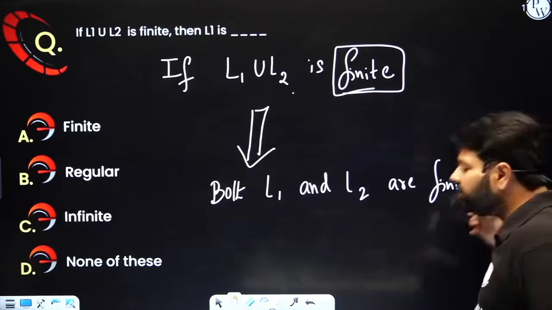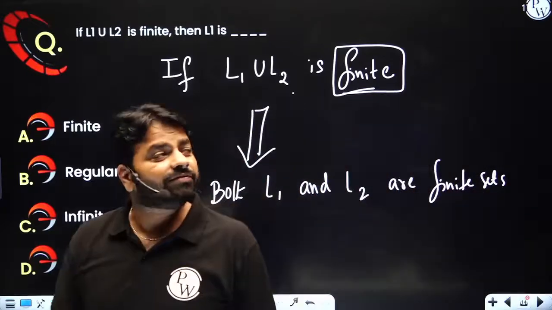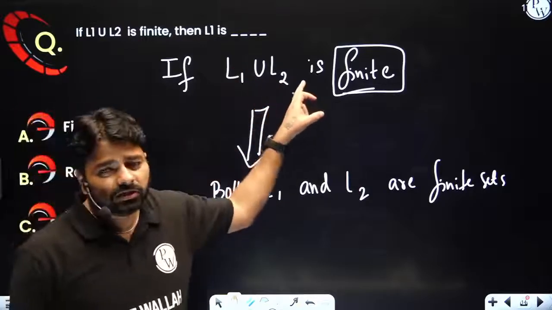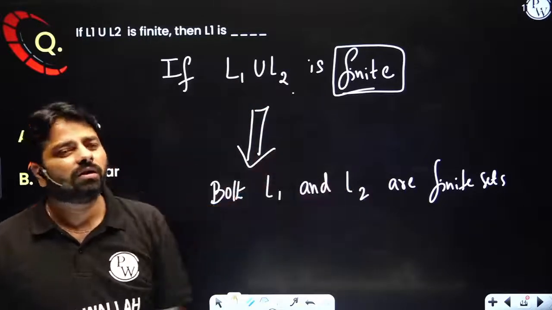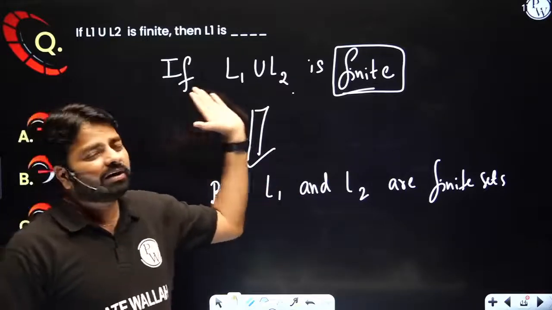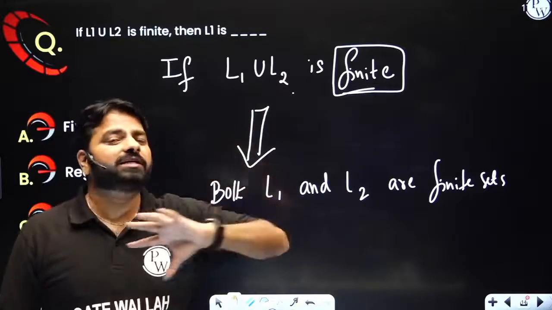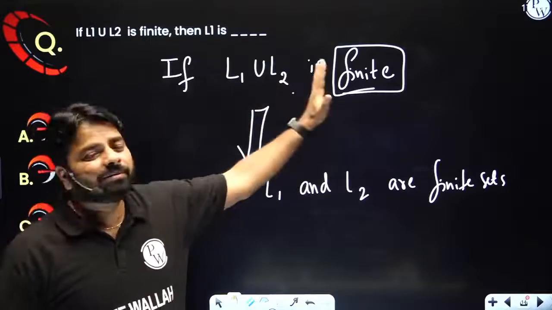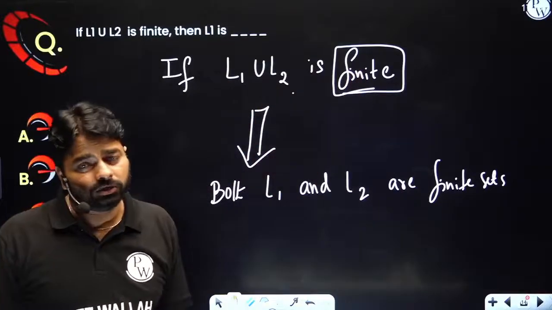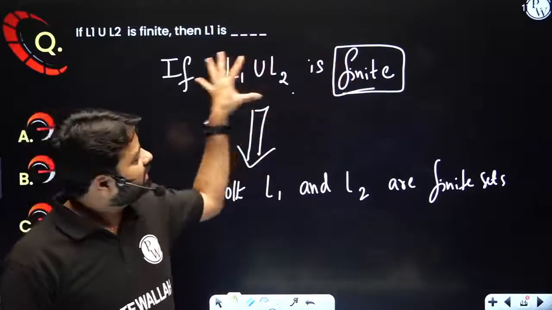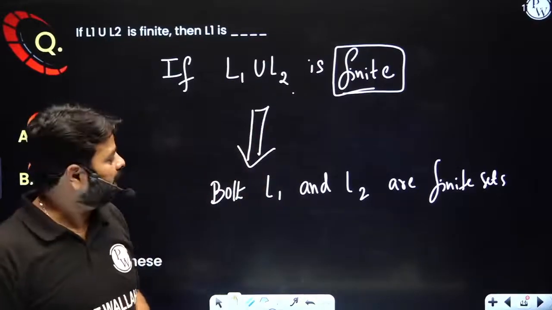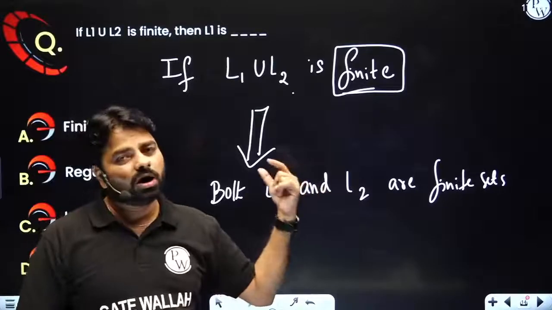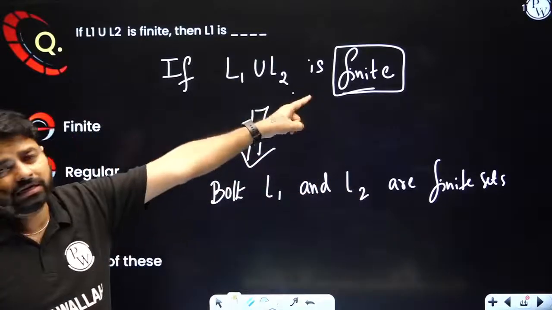There is no other way to prove it. In case we take any one of them as infinite, then the statement L1 union L2 is finite is wrong. But it is already clearly given that L1 union L2 is finite. You can't change this statement by changing L1 and L2. So this is fixed. But when this is fixed, is there any particular type L1 and L2 should be, to get this result finite? L1 and L2 should be finite.